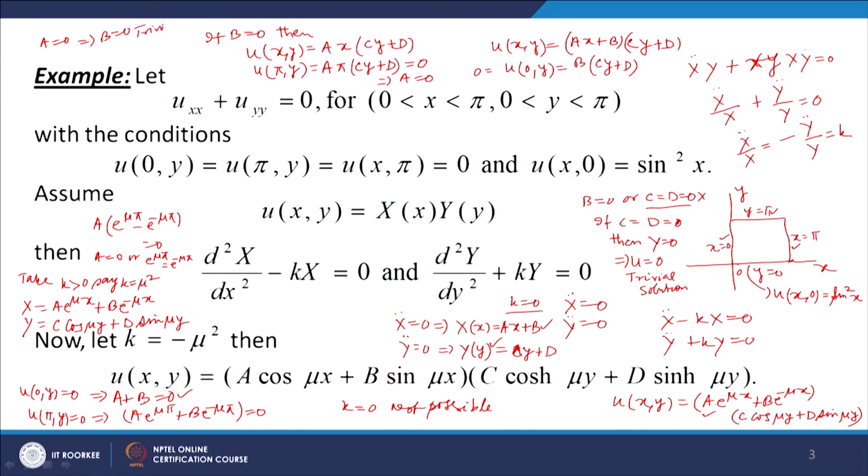If you take e to the power mu pi equal to e to the power minus mu pi, then you get e to the power 2 mu pi equal to 1, which gives mu equal to 0. And mu equal to 0 is not possible because we are considering k greater than 0, k is equal to mu square. So, this is not possible.